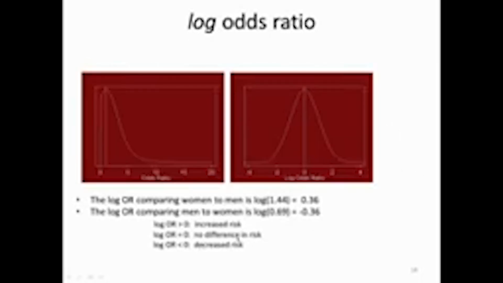When we take the logarithm of the odds ratio, the logarithm of 1.44 comes to 0.36. Women to men is 1.44, so the inverse, men to women, is 0.69, and when you take the logarithm it becomes minus 0.36. So when the log odds ratio is greater than 0 it is increased risk, equal to 0 no difference, and less than 0 is decreased risk.